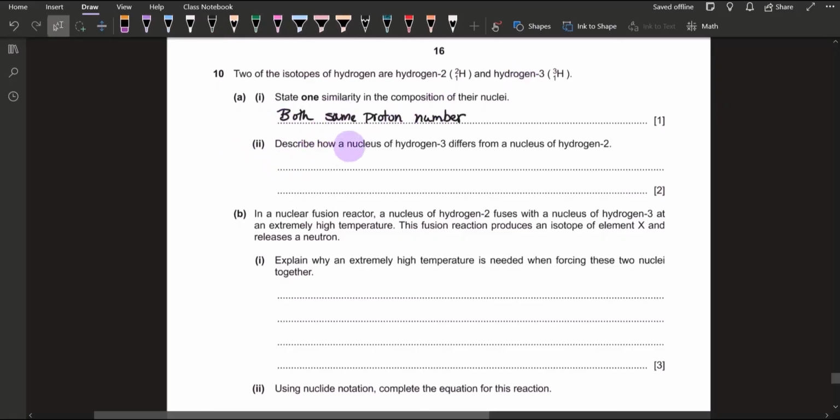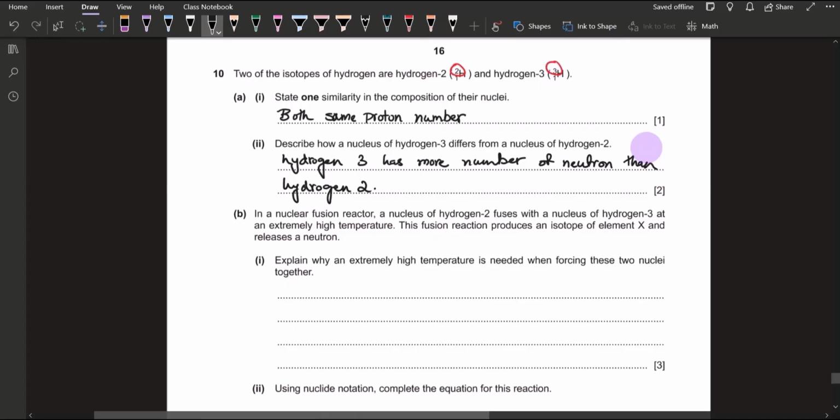Part B says describe how a nucleus of hydrogen 3 differs from a nucleus of hydrogen 2. So for this, we can see here on the top. So the nucleon number of hydrogen 3 is more than nucleon number of hydrogen 2. So we can write down that here. That hydrogen 3 has more number of neutrons than hydrogen 2. And we'll get 2 marks for this.